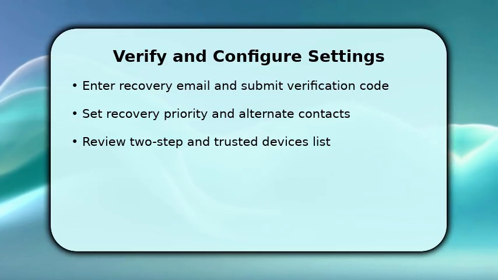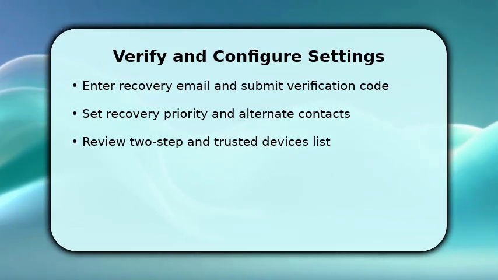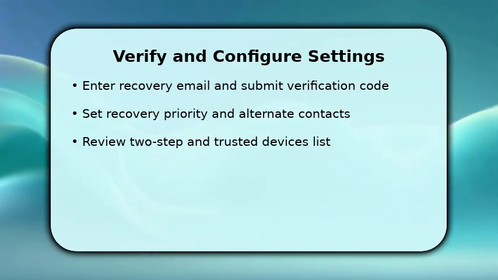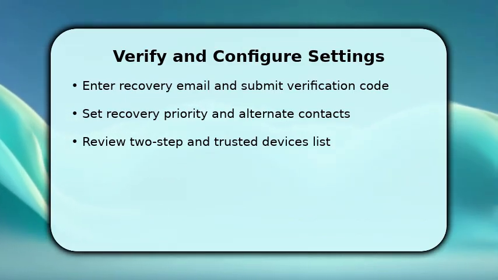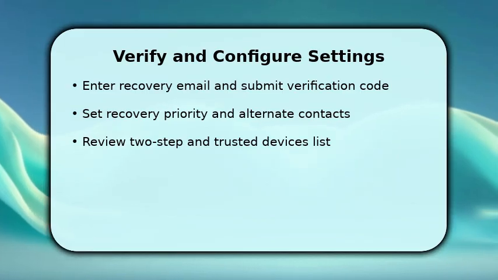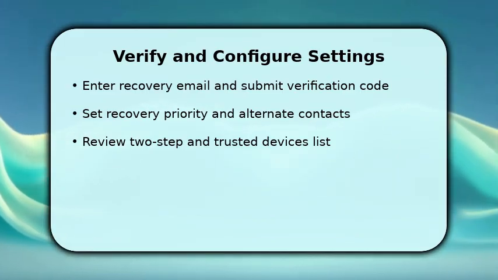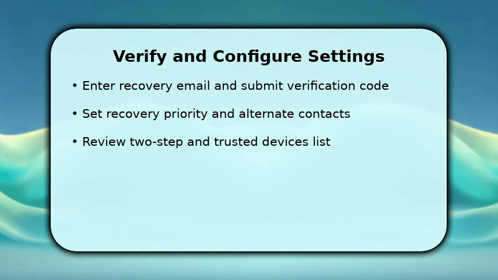Once verified, adjust priority or label it primary or backup so recovery flows correctly. Make sure two-step verification settings don't block the new address. Grant trusted device status if required. Review alternate contacts and remove outdated ones. These middle steps ensure the recovery path works reliably rather than just existing on paper.